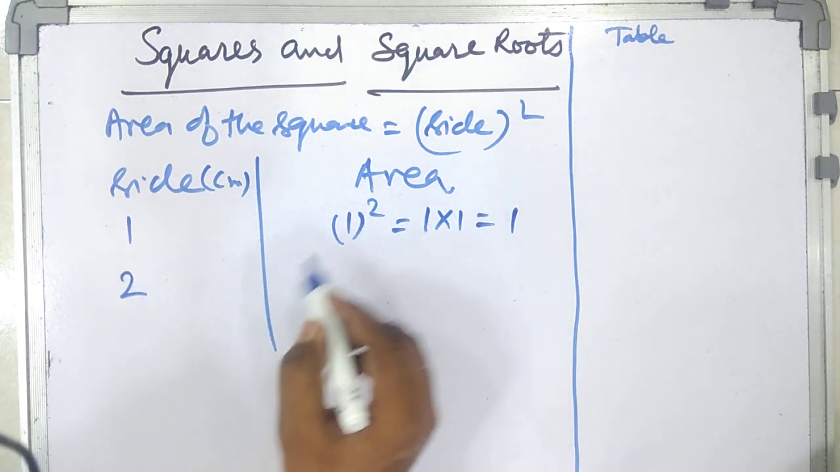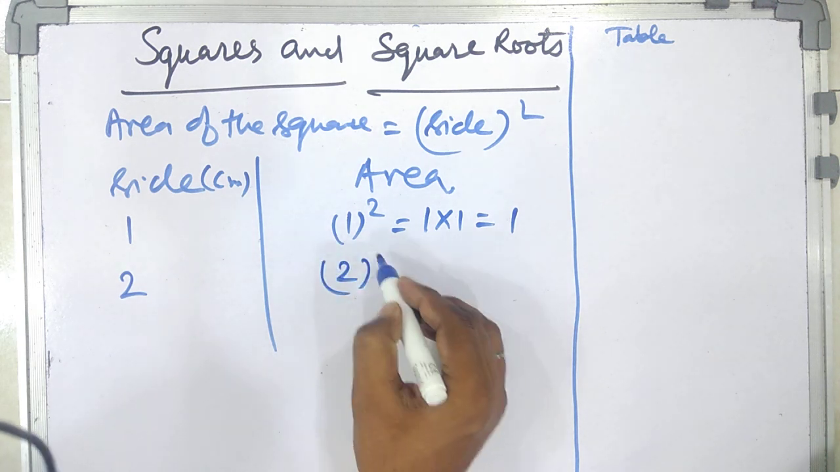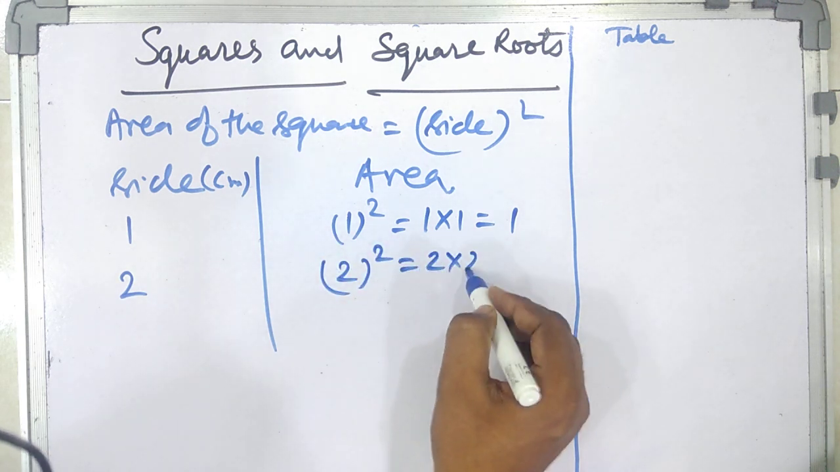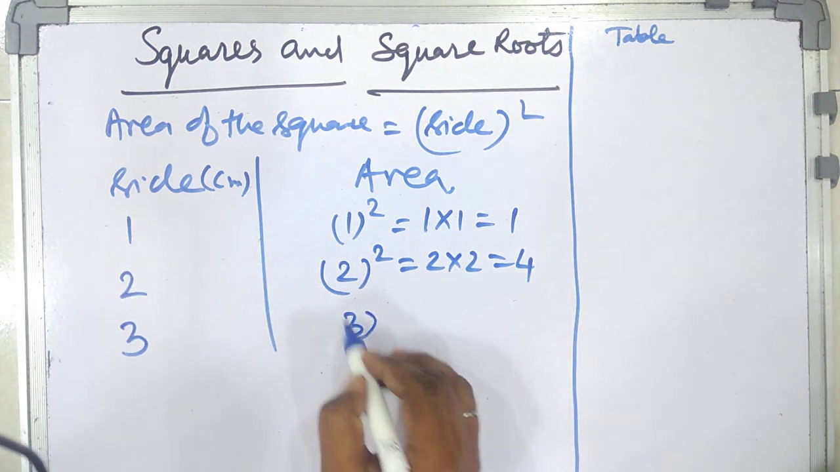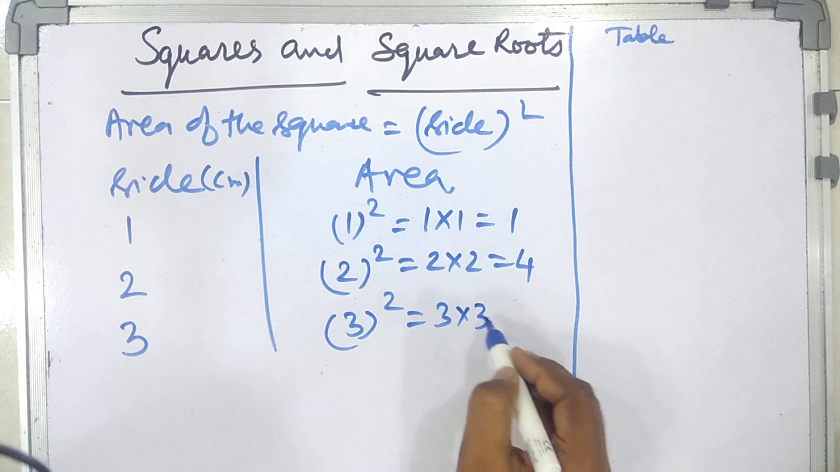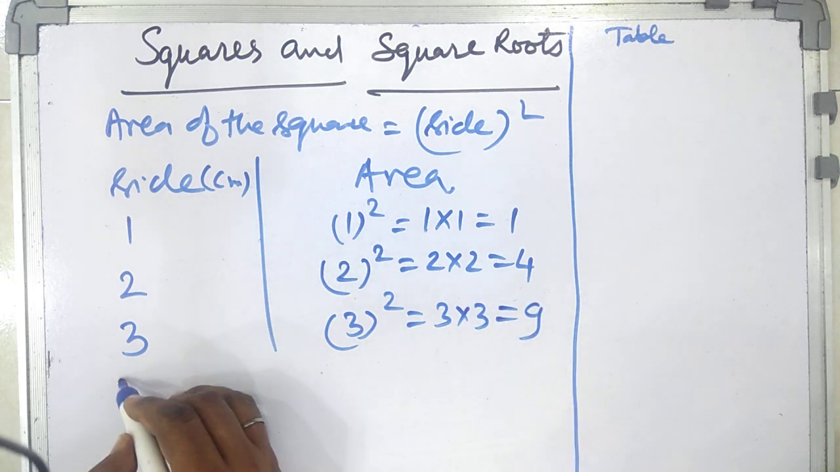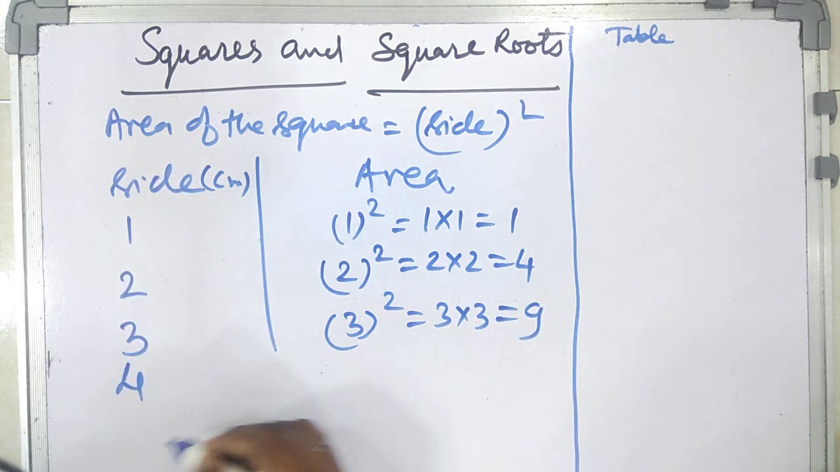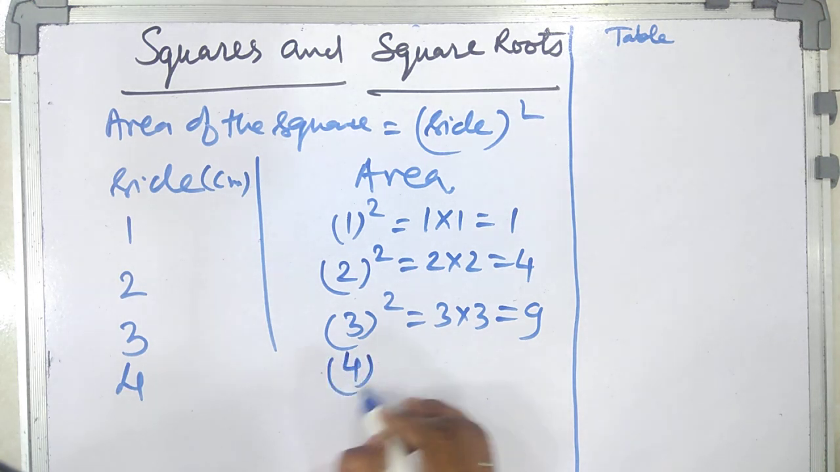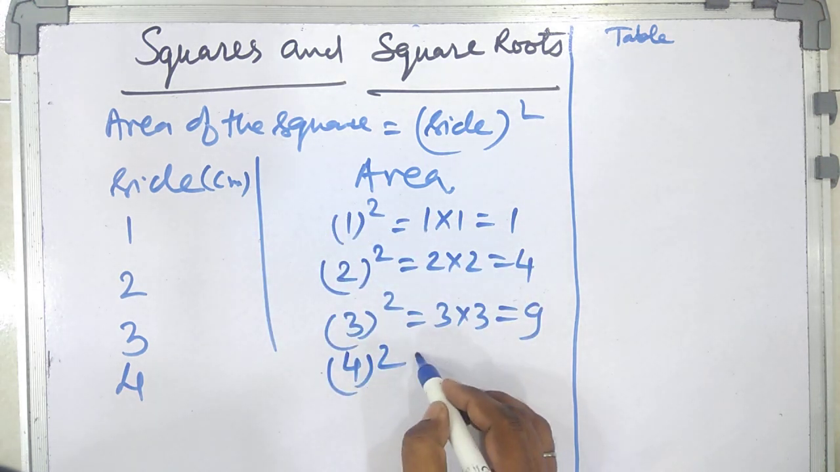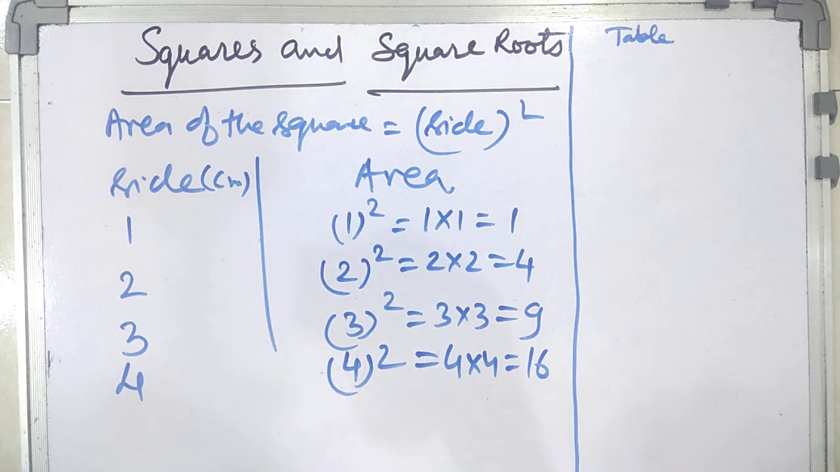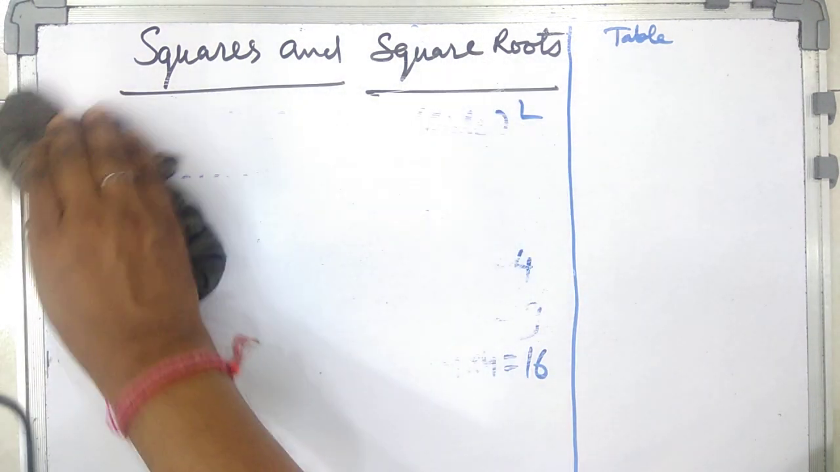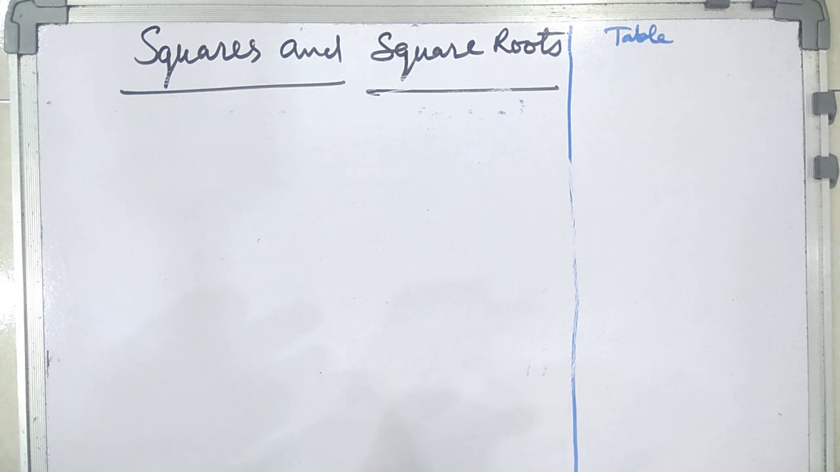If the side is 2, then 2 square is equal to 2 into 2 is equal to 4. If the side is 3, then 3 square is equal to 3 into 3 is equal to 9. And if the side is 4, then the area of the square is 4 square, which is 4 into 4 is equal to 16. So students, observe this table.